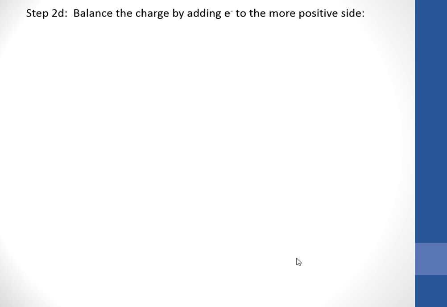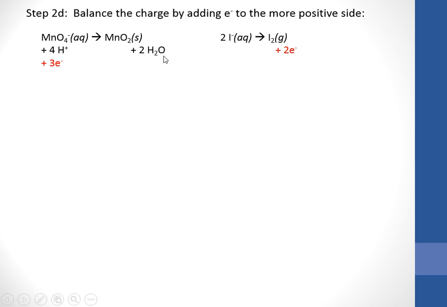For step 2d, we now have to balance the charge by adding electrons to the more positive side. In our first half reaction, the product side has an overall charge of 0, since both water and the manganese(IV) oxide are neutral species, but the charge on the reactant side is +3, since we have 4 H+ and 1 permanganate with a negative charge. Therefore, to charge balance this half reaction, we have to add 3 electrons to the reactant side.